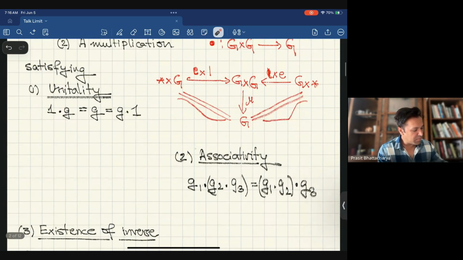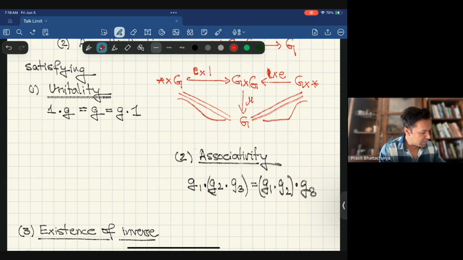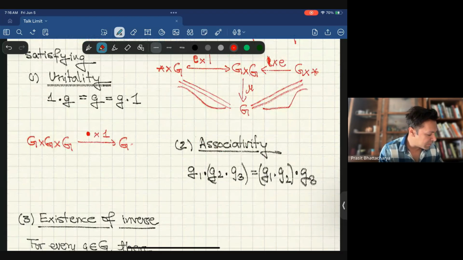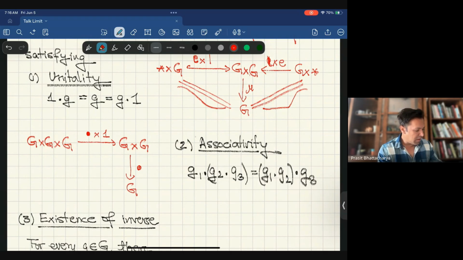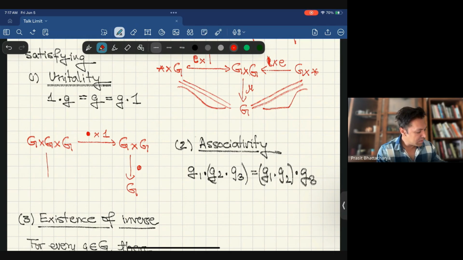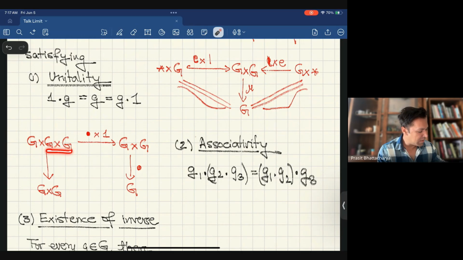And similarly, you can talk about associativity. You can say, so I have G cross G cross G, and what I can do, I can multiply the first two factors. So I can do multiplication cross the identity, and I land in G cross G. And then I multiply again to go to G. But that's not the only way to go from G cross G cross G to G. There is another way, which is you can multiply these two factors on the tail.